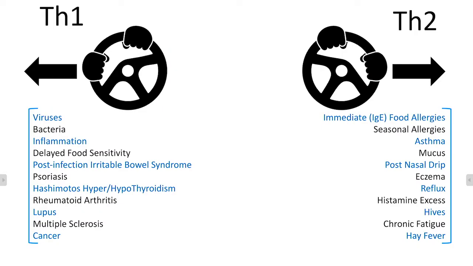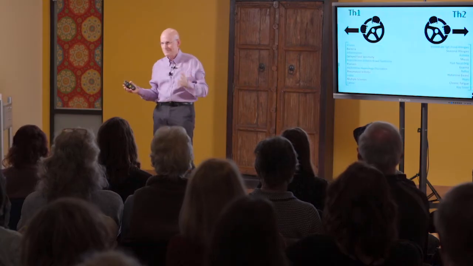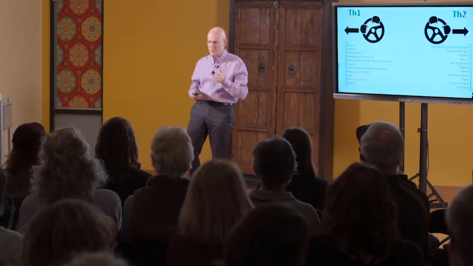So maybe the real issue is we want to go to the right. Let's go 80 miles an hour and bang the right guardrail. And if we do that, we've got food allergies, seasonal allergies, asthma, mucus, postnasal drip, eczema, reflux, histamine excess, hives, chronic fatigue, and hay fever. Anybody want those? Where do you want to be steering? In the center. You want to go fast or slow or just the right speed? Just the right speed. When you're going just the right speed and you're going in the center, your immune system doesn't have to be strong. It already is strong. And it already is extraordinarily intelligent.